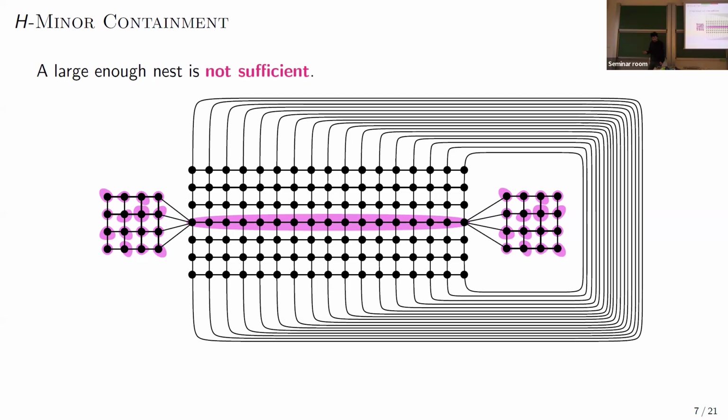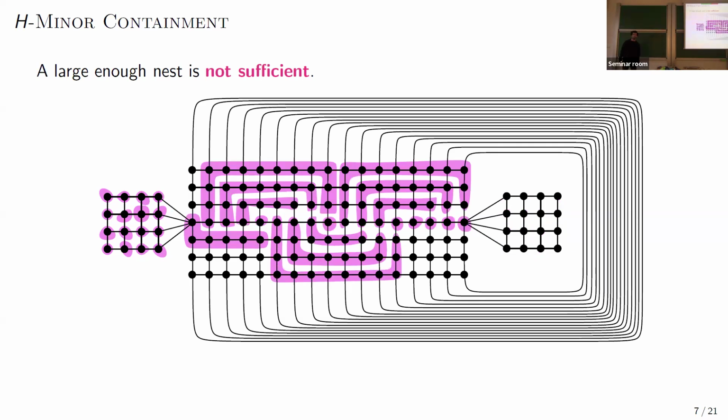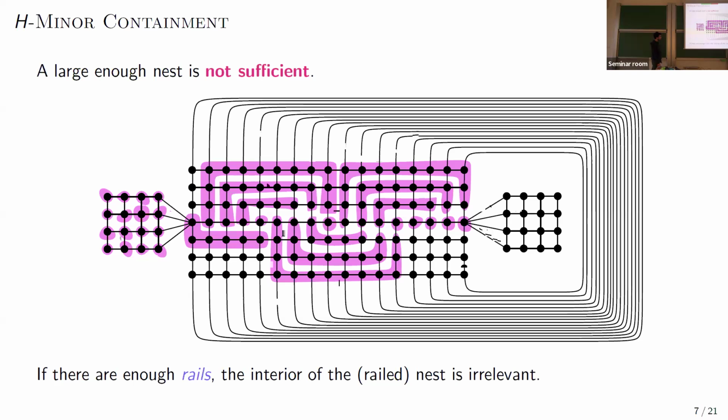So what happens here is that if you also ask for the existence of many rails in the nest, many paths that cross the cycles, then here you have all the necessary infrastructure to really draw your graph inside here. So for minor containment, we don't really need only a nest, but we also need rails. And once I have enough rails, then I can use these rails to reroute my minor models and in fact prove that the interior of the railed nest is really irrelevant for my problem.